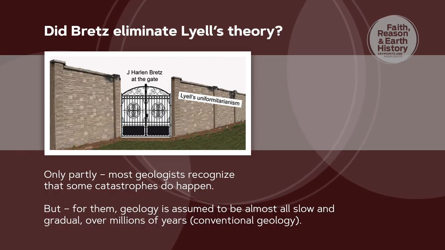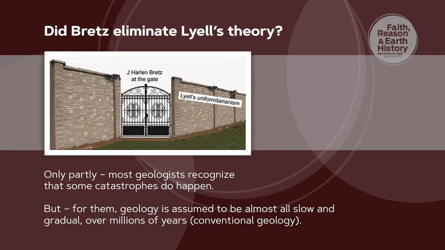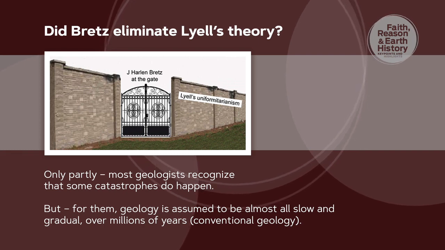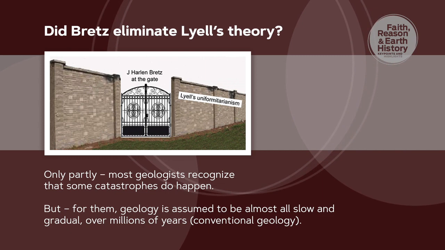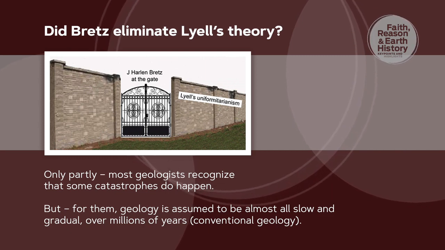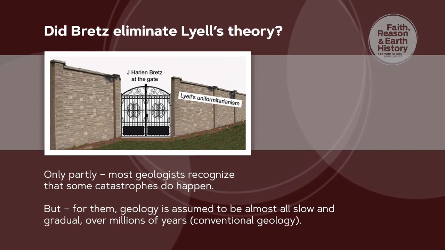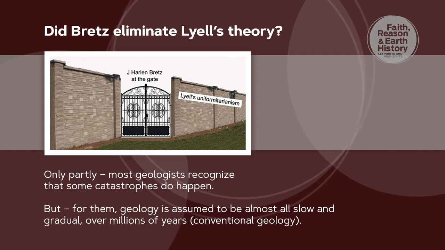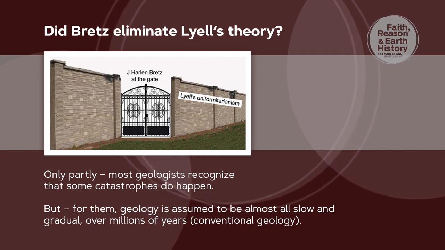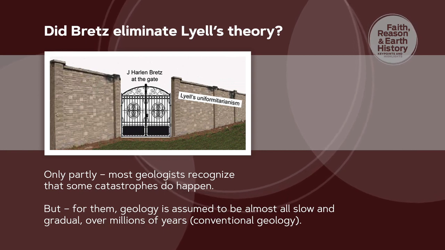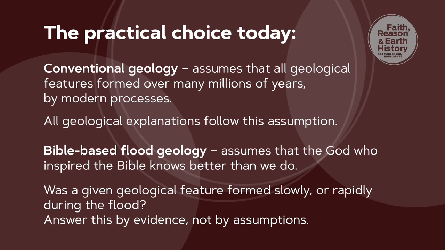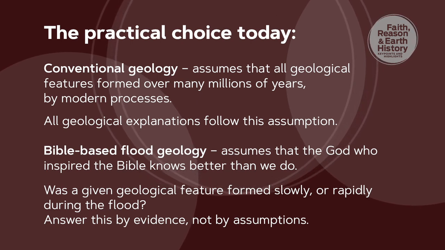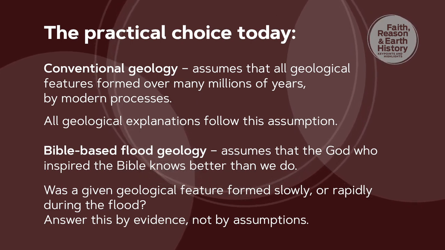We talked earlier about J. Harlan Bretz and his study which challenged Lyell's uniformitarianism. Did he eliminate Lyell's theory? Only partly. Most geologists recognize that some catastrophes do happen, but for them, geology is still assumed to be almost all slow and gradual over millions of years, which is conventional geology. So there's a practical choice today between conventional geology or Bible-based flood geology.